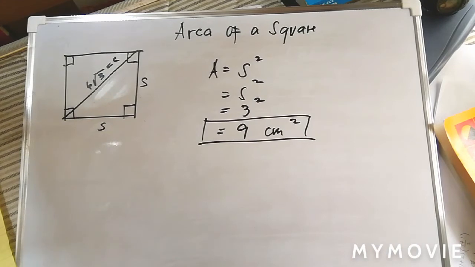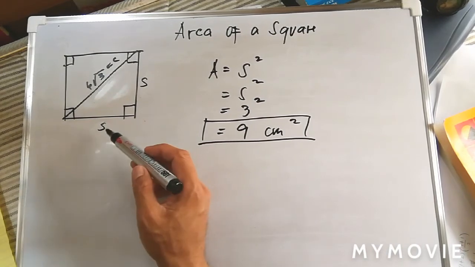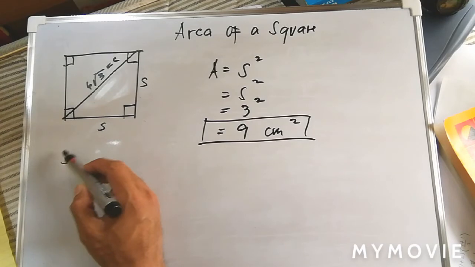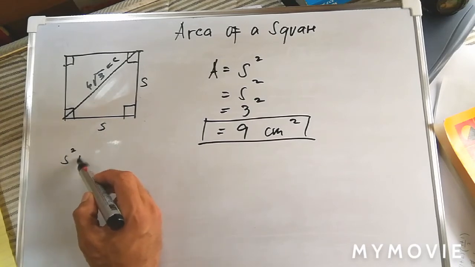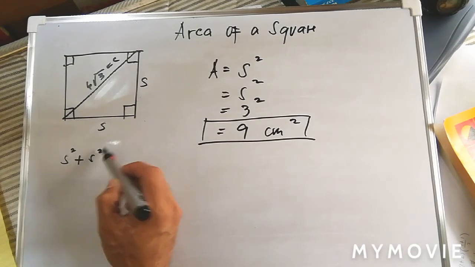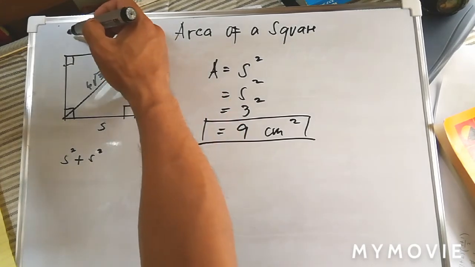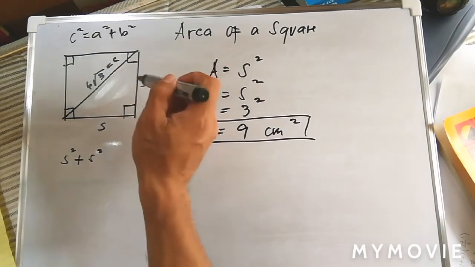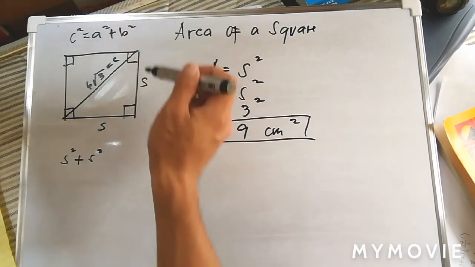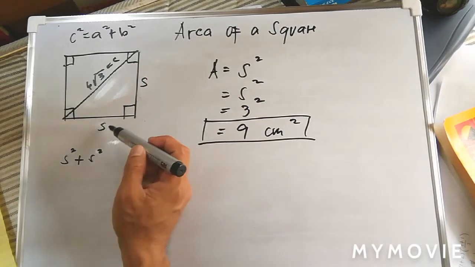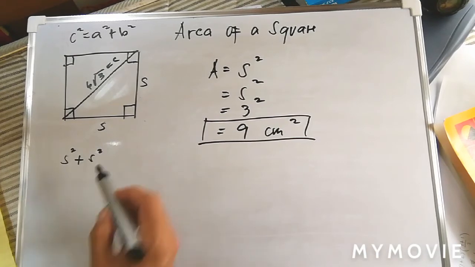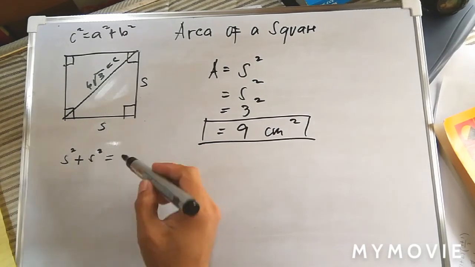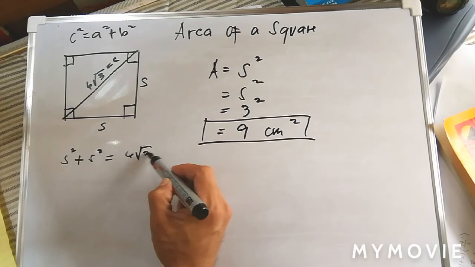In using the Pythagorean theorem, we're going to assume this s is our base and this is our height. So that is our a squared, the base, plus our height, which is also s squared, since the formula for the Pythagorean theorem is c squared equal to a squared plus b squared. We assume that a is the side, the base, and b is the height, which is s, because they have the same measure. That is equal to c squared. Our c is the hypotenuse here, so we assume it's the value of c, which is 6 square root of 3.